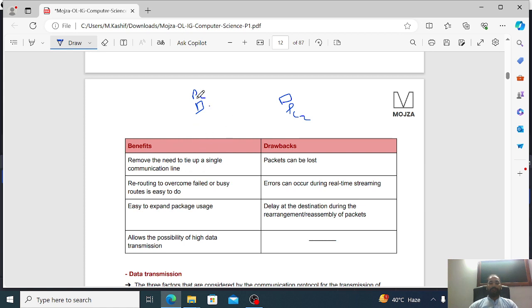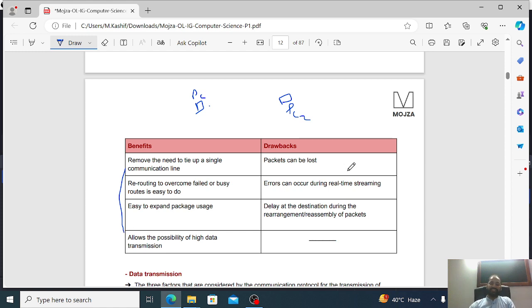So, first benefit, it removes the need to tie up a single communication line. Second benefit, rerouting to overcome faulty or busy routes is easy to do. And the third one, easy to expand the package usage. And the fourth one, allows the possibility of high data transmission. So these are the benefits of using data packets.